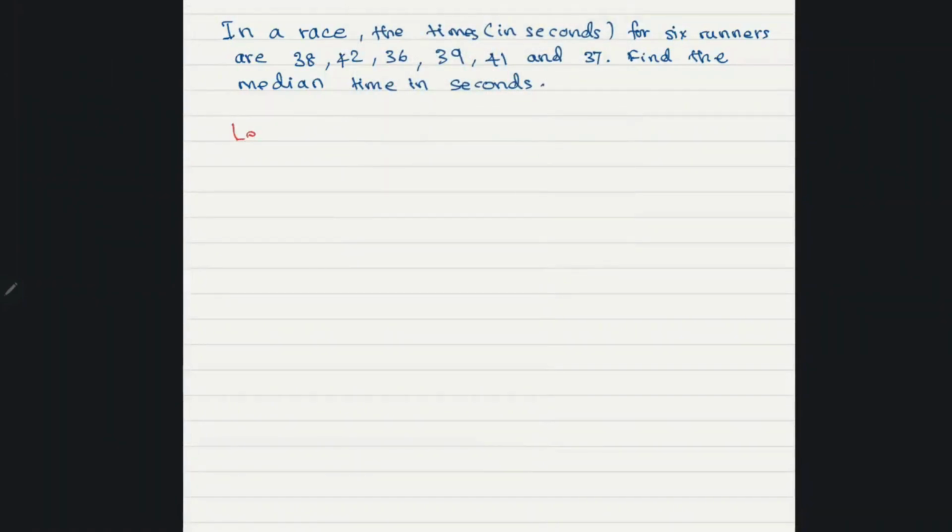Let's see another example for a median. In a race, the times in seconds for 6 runners are 38, 42, 36, 39, 41 and 37. So in order to find the median, you have to arrange the data first. 36, 37, 38, 39, 41 and 42.